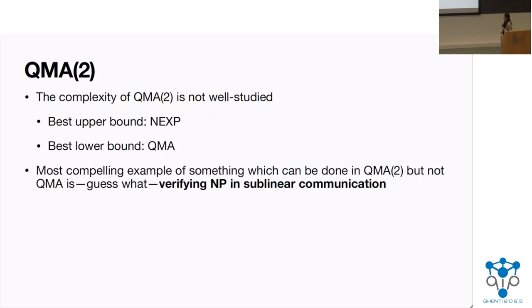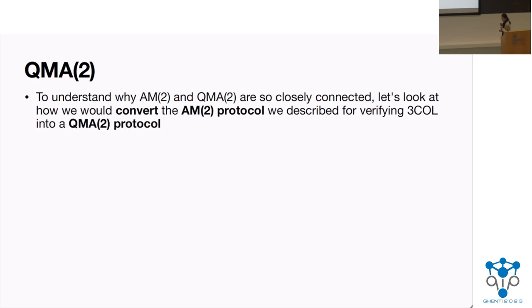Okay, so the complexity of QMA2 is not well studied. The best upper bound we have is NEXP, the best lower bound is QMA. And the most compelling example of something which gives some weak evidence that QMA2 is not equal to QMA is, guess what? You can verify NP in sublinear communication, in this case, a sublinear number of qubits of communication. And that's not a coincidence. So to understand why the AM2 classical free game and the QMA2 protocols are so closely connected, let's look at how we would convert the AM2 protocol we described earlier for verifying 3 coloring into a QMA2 protocol?